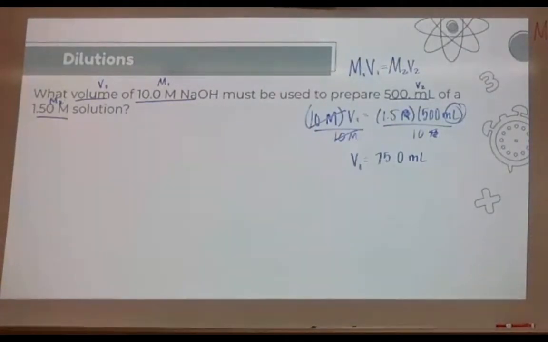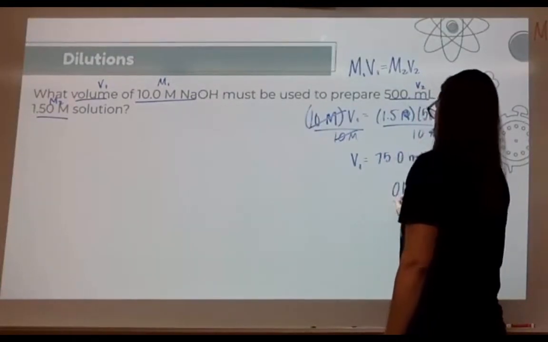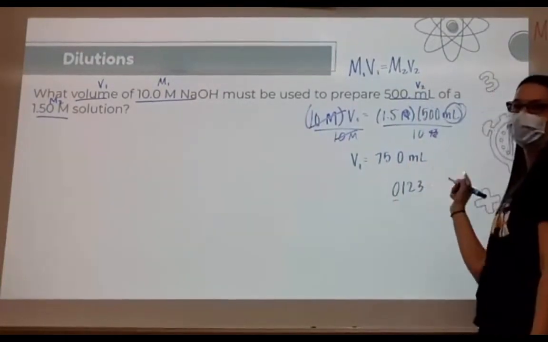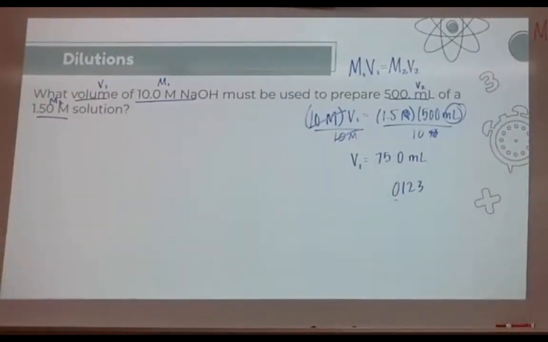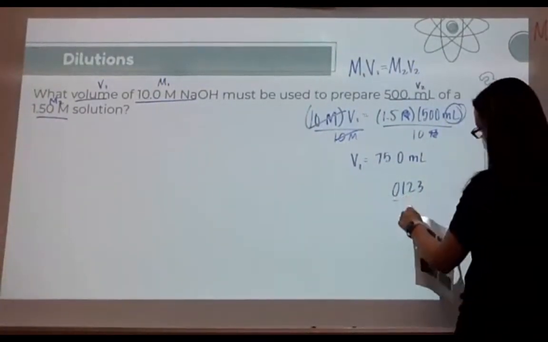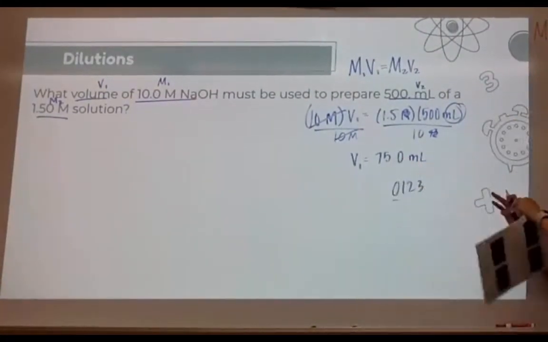That's it for dilutions. Is that zero significant there? Like as a sig fig, if you have 0.015? No, it doesn't count. Leading zeros are never significant. Trailing zeros are only significant if there's a decimal.